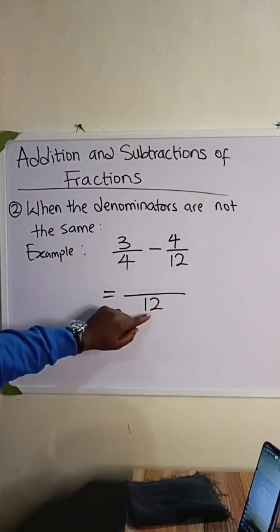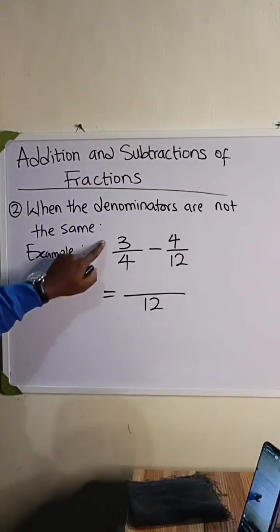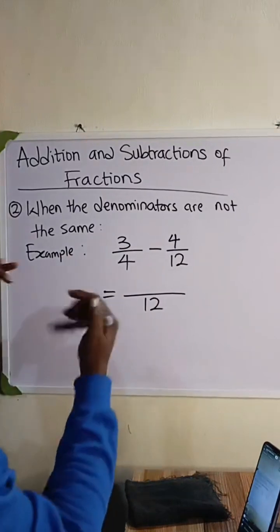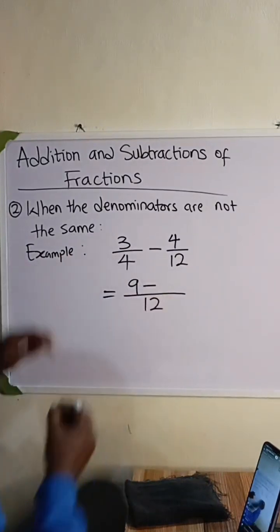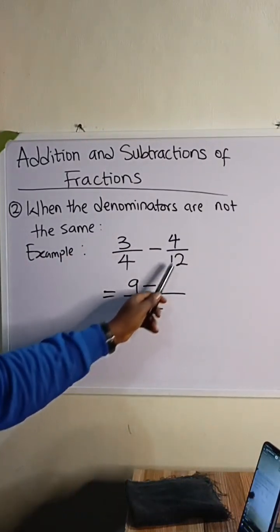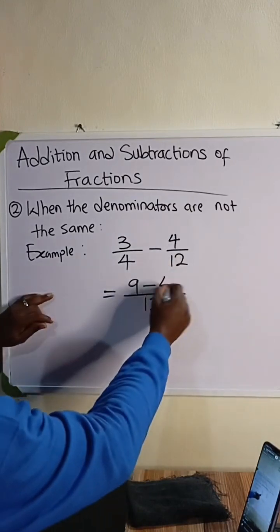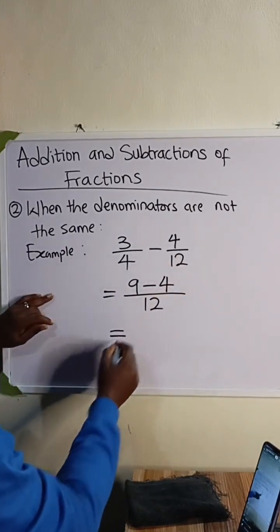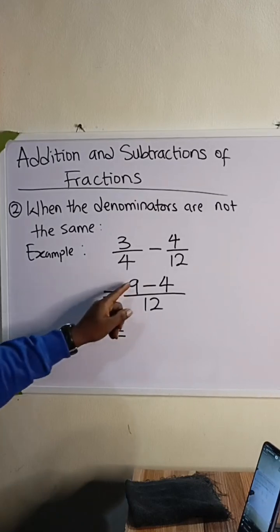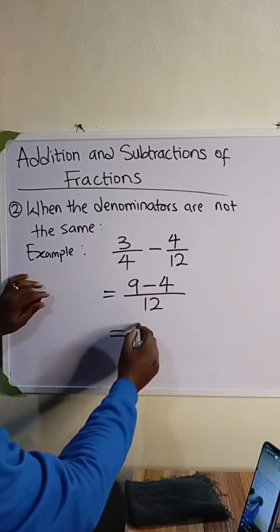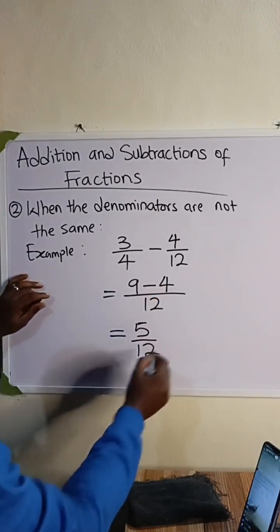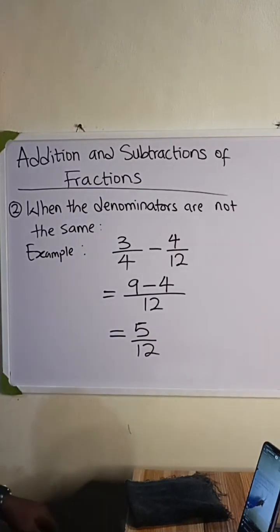So now we're going to have 12 divided by 4, 3. 3 times 3, 9. I was already thinking about the final answer. Minus 12 divided by 12, 1. 1 times 4, 4. So now we have 9 minus 4, and that gives us 5 over 12. That becomes our final answer.